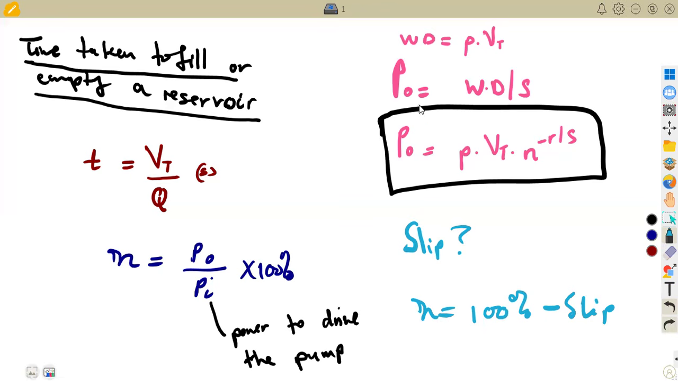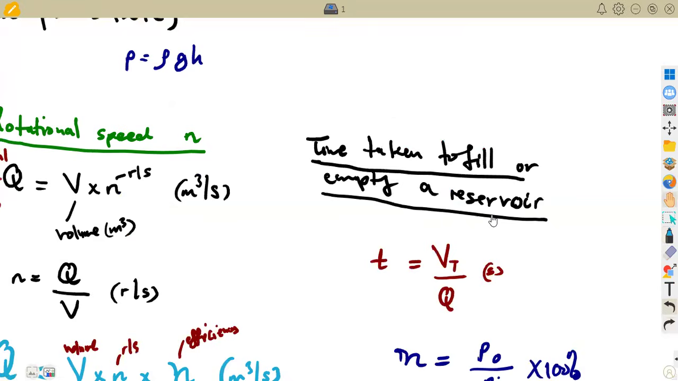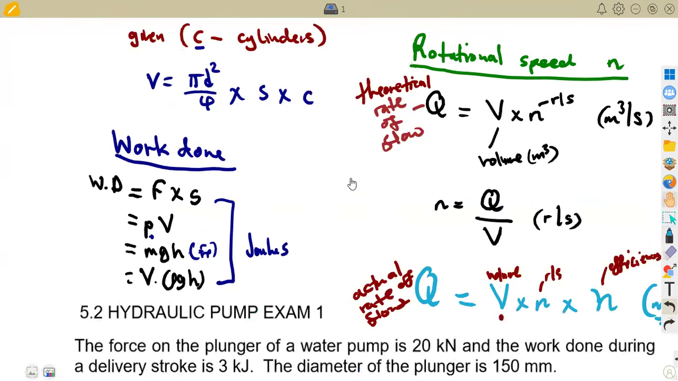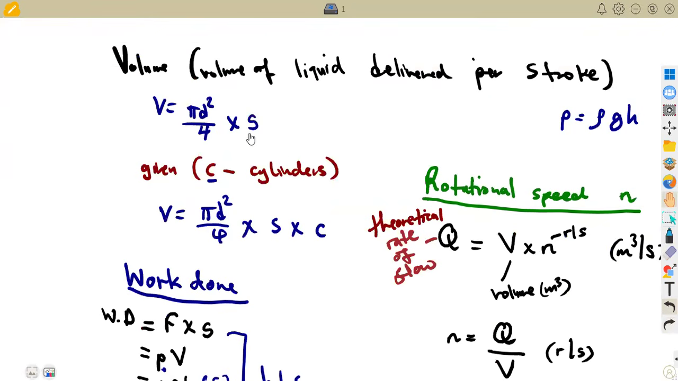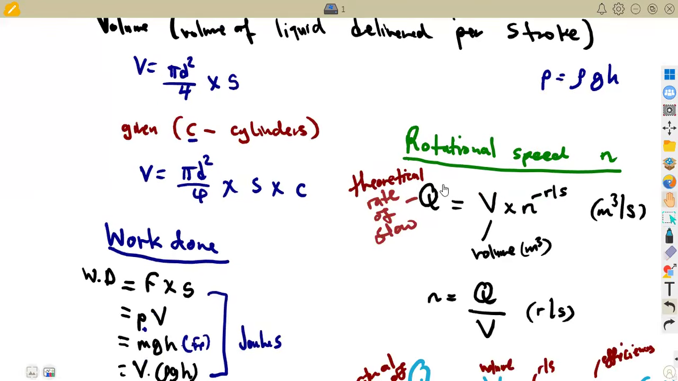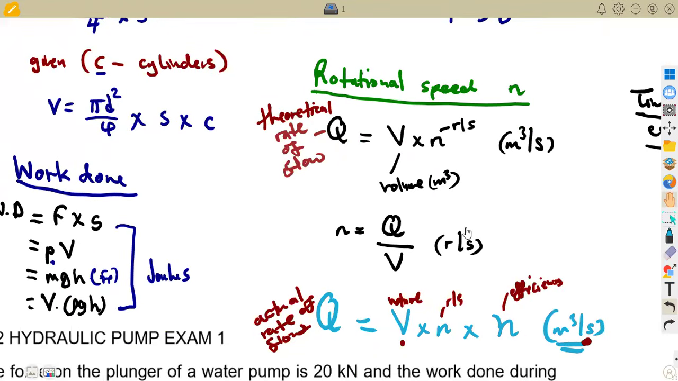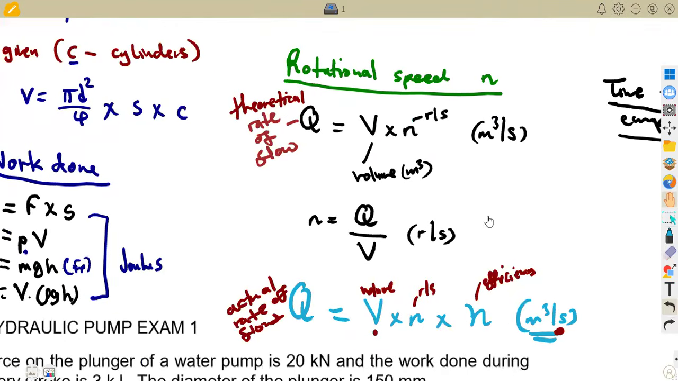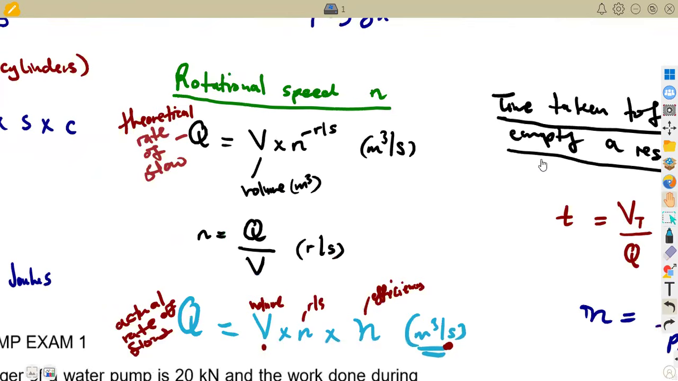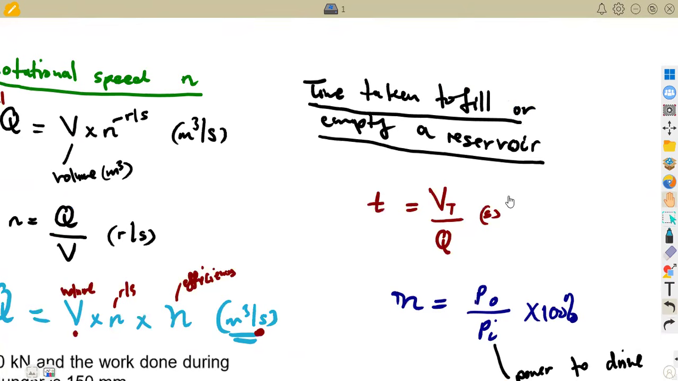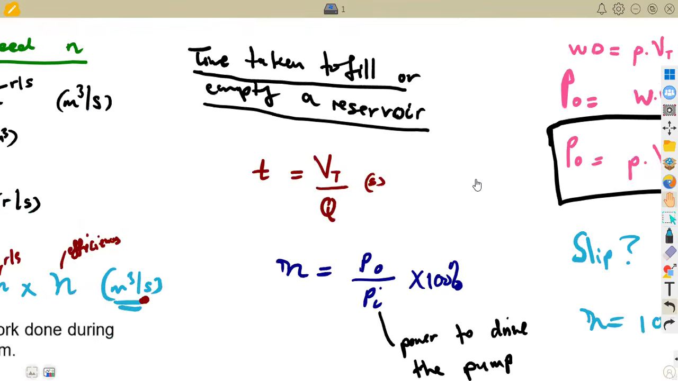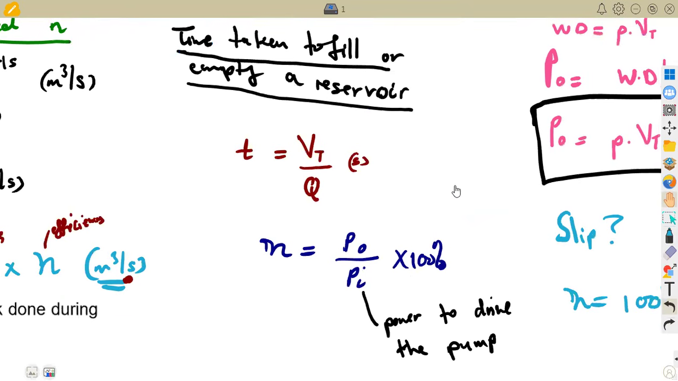Talking about the total volume, this VT, if you still remember, we said the volume can be taken from these formulas, pi d squared times S, which is the stroke length. But when given the number of cylinders, we multiply by the number of cylinders, all right? Then we talk about the rotational speed from the theoretical rate of flow and the actual rate of flow, depending on what you are given in the question, and the time taken to fill or to empty a reservoir or a dam.